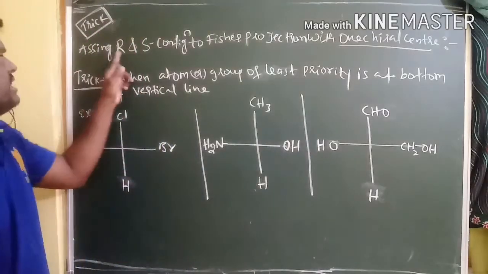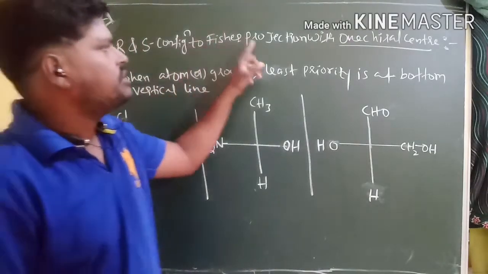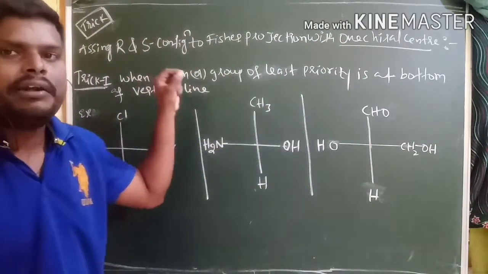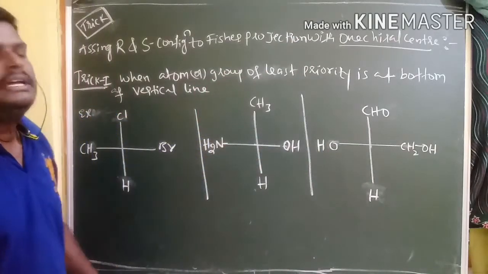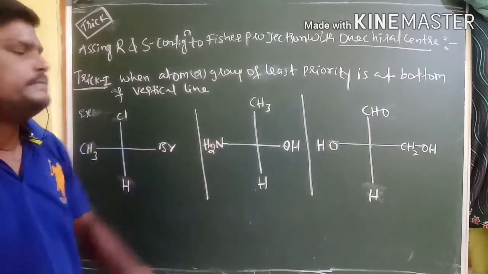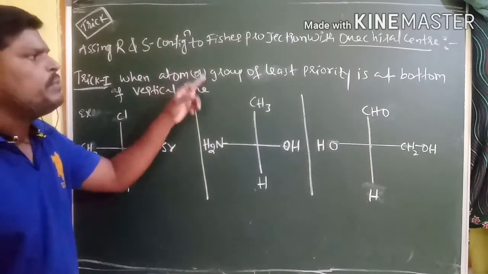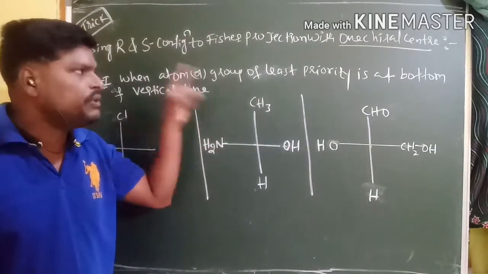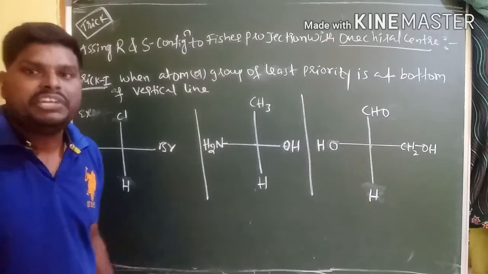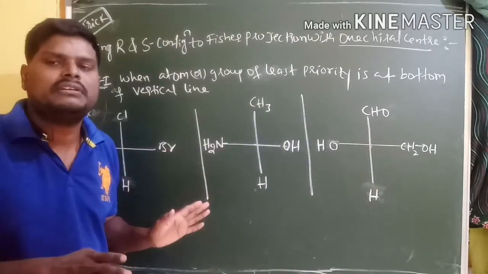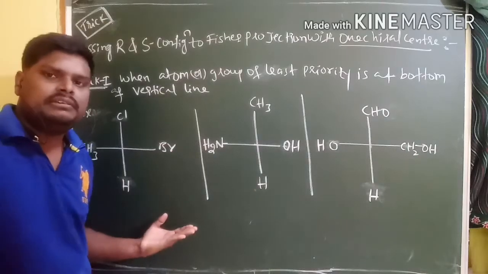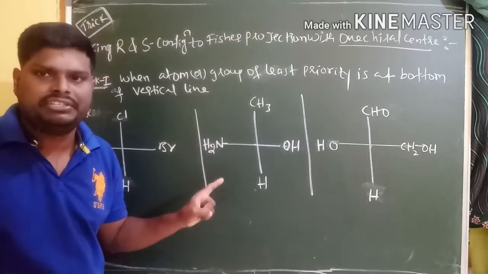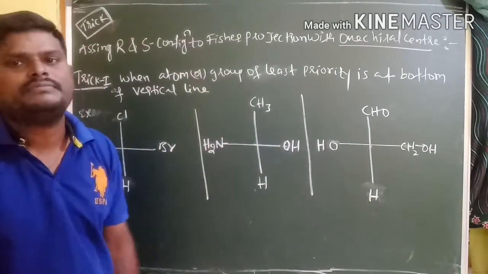Now, assigning R and S configuration to a Fischer projection with one chiral center. Here I am going to explain trick number 1. What is our trick number 1? When the atom or group of least priority is at the bottom of the vertical line. Once again, when the least priority atom is at the bottom of the vertical line, in this situation, never change the structure of the given molecule.